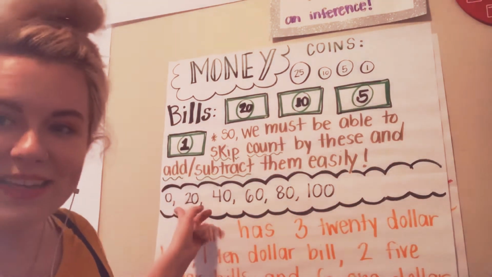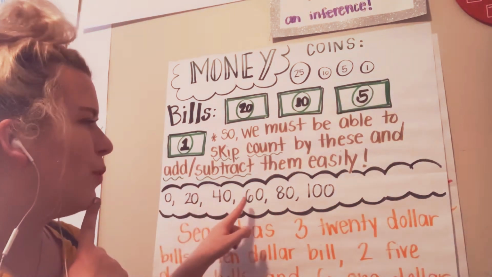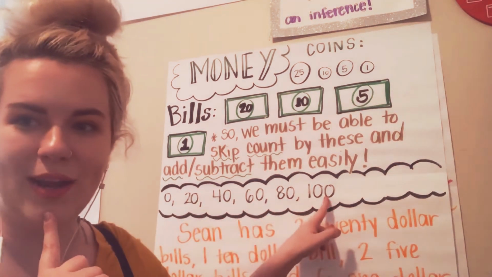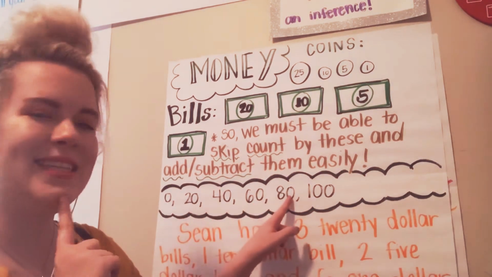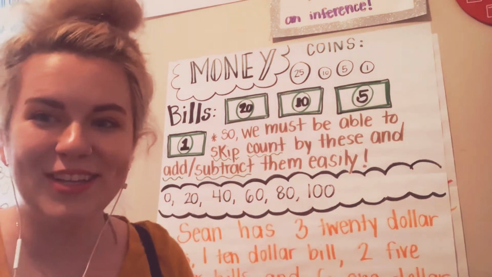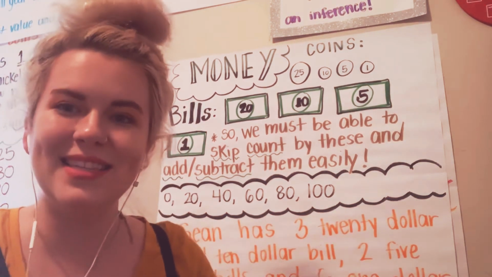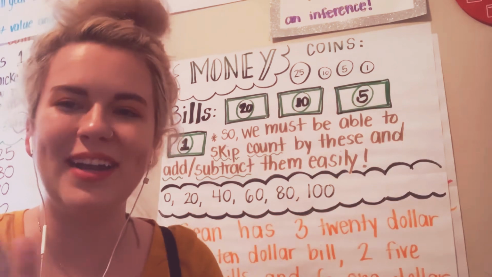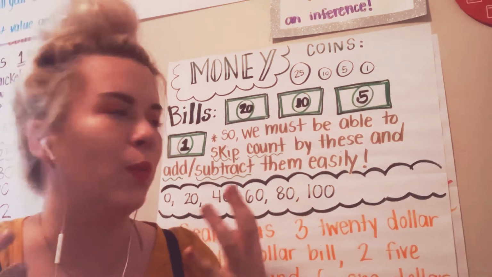Okay, so let's skip count by 20s. Here we go. 0, 20, 40, 60, 80, 100. Again, 0, 20, 40, 60, 80, 100. You try. 0, 20, 40, 60, 80, 100. Great job. Okay, let's see what this looks like in a word problem.